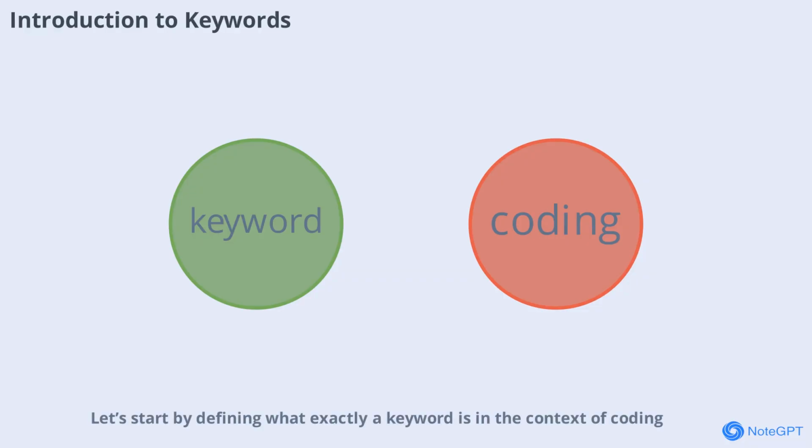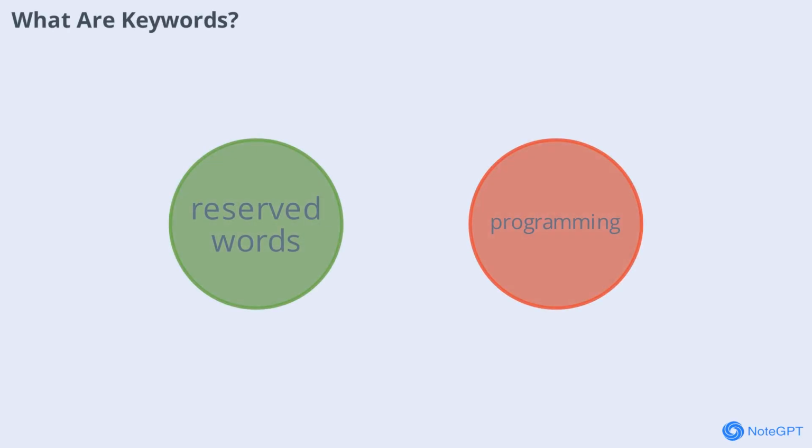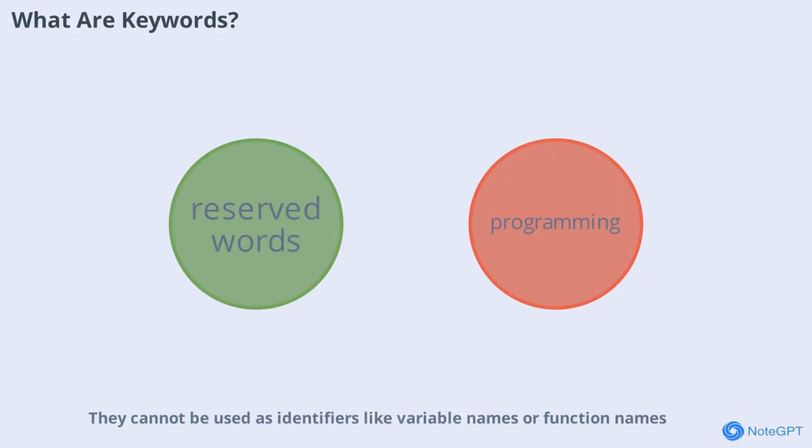Let's start by defining what exactly a keyword is in the context of coding. Keywords are predefined, reserved words in programming languages that have special meanings. They cannot be used as identifiers like variable names or function names. For example, in Python, words like if, else, and while are keywords. These words tell the computer to perform specific actions. Every programming language has its own set of keywords, and understanding them is crucial for writing correct and efficient code. By knowing which words are reserved, programmers can avoid errors and write code that the computer can interpret accurately.